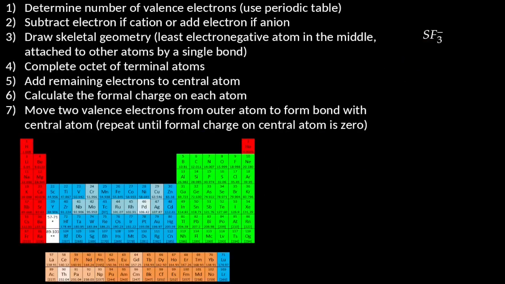Let's draw the Lewis diagram for the sulfur trifluoride anion. So again, we determine a number of valence electrons using the periodic table. So we have 6 for sulfur and 3 by 7 for fluorine. So that will be 27 valence electrons. And then we add an electron because we have a negative charge.